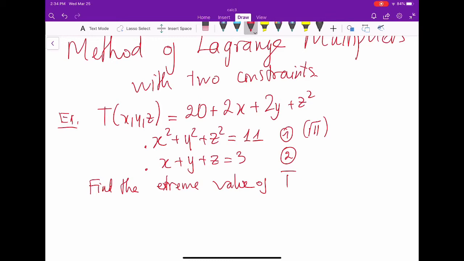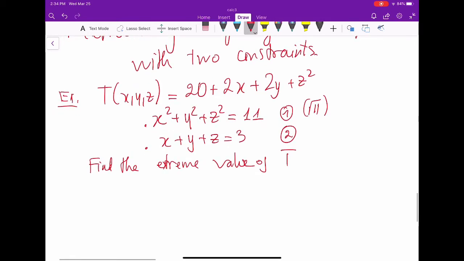So how to solve such a problem? With one constraint, everything is clear enough because now we already know how to do that. If we have two constraints, we have to find the extreme values of T, right? The extreme values of T, not on the sphere, not on the plane, but on the intersection between the sphere and the plane.